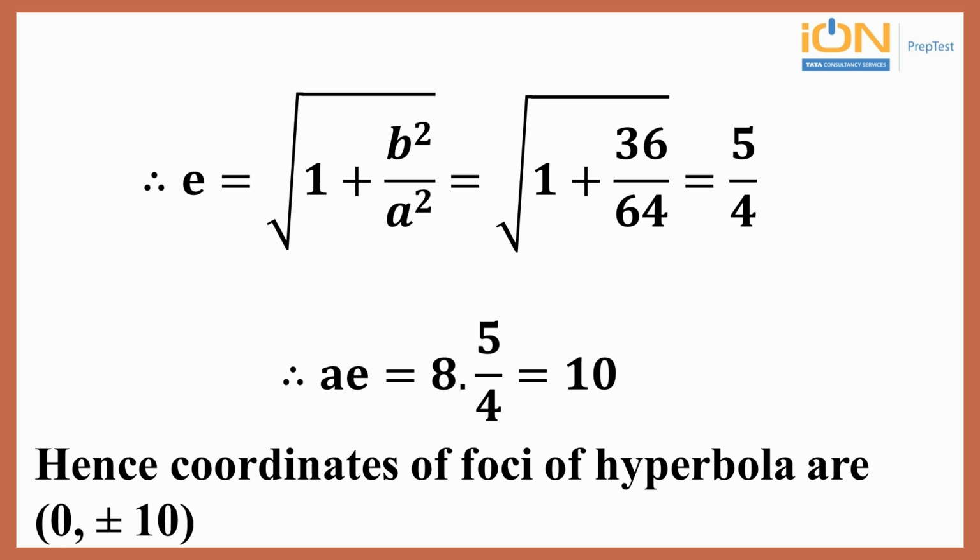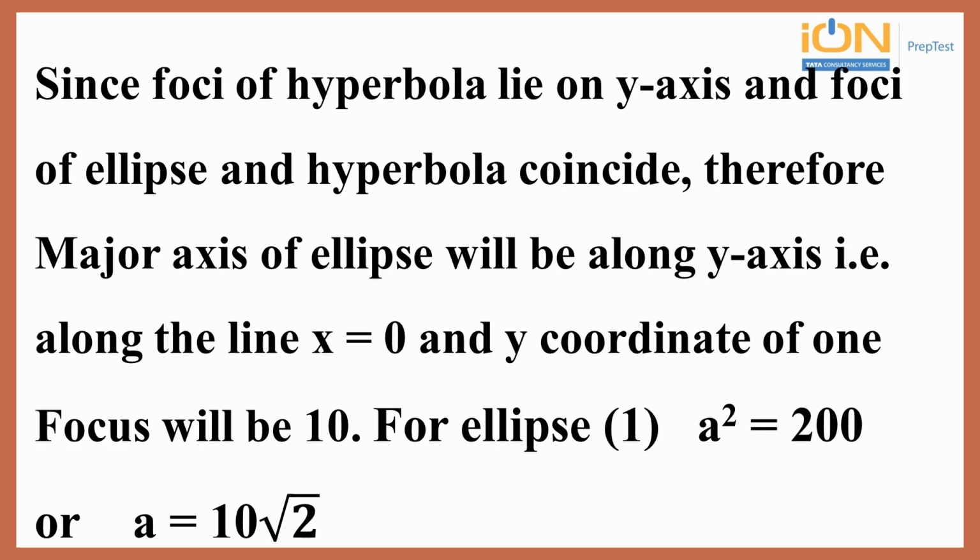So the eccentricity as we see is 5/4, therefore ae has to be 10. Hence the foci of the hyperbola are (0, ±10). Since the foci of the hyperbola lie on the y-axis and the foci of the ellipse and hyperbola coincide, the major axis of the ellipse will be along the y-axis, that is the line x = 0, and the y coordinate of one focus will be 10.